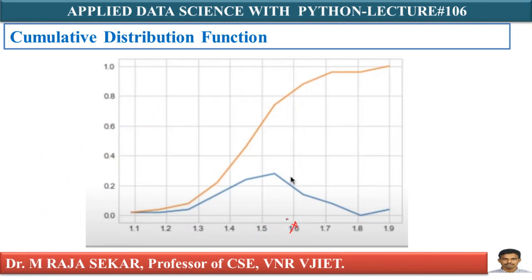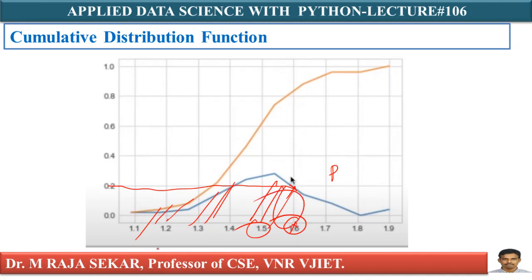For example, if I say 1.6, what value will we get? What does the PDF give? If I say this is 0.2, what does it mean? It will give the probability of a setosa flower whose petal length is 1.6 is 0.2. That means your PDF gives a value only at this particular point, whereas your CDF will give the sum of all the probabilities till that point. That is the specialty of the CDF.